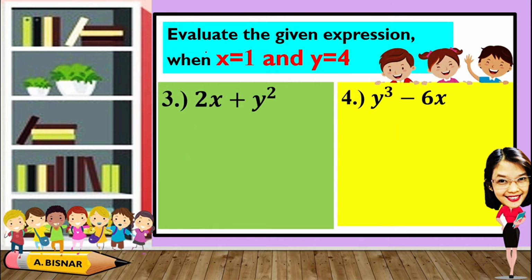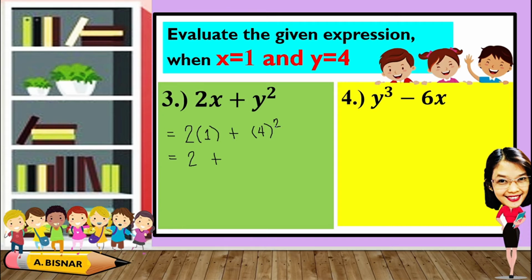Another, evaluate the given expression when x is equal to 1 and y is equal to 4. So, just simply substitute the value of x and the value of y. So we have here 2, the value of x is 1, plus y squared. So we have here 4 squared. Again, do not forget the GEMDAS. This is the product of 2 and 1, which means we are going to multiply. 2 times 1 is 2.